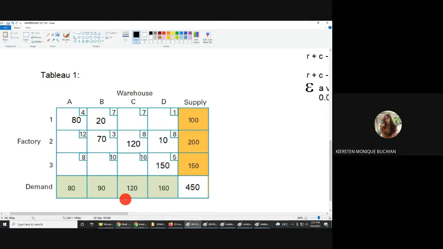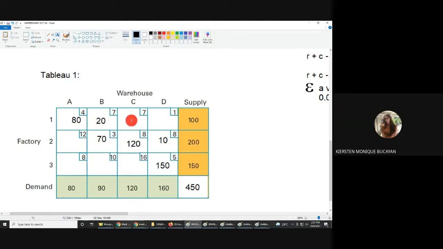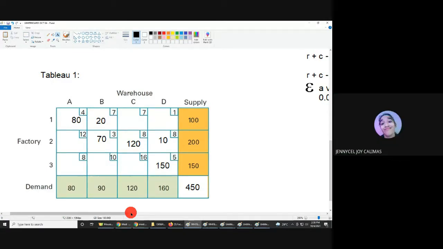So after that, we're done with the northwest corner rule, no? This is after the... Draw a closed path po, sir, from an unoccupied cell po. Is it right away, Kirsten? May nakalimutan kayong step. Importante yun. Any hand? R plus C minus 1, sir.